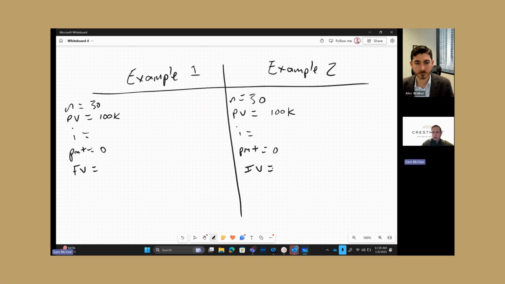So let's use an example of an 8% compound rate of return year over year. And let's use a 4% compound rate of return year over year. Same time period, 30 years. Same initial investment, $100,000. 4% return in example 1, 8% return in example 2, compounded per year. $0 in per year. What is the future value? So let's go ahead and set that up.